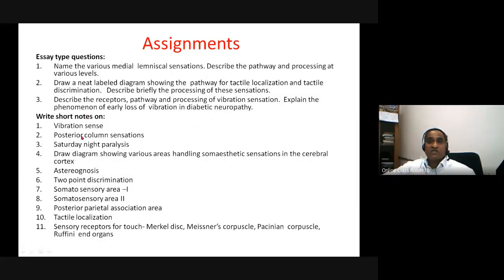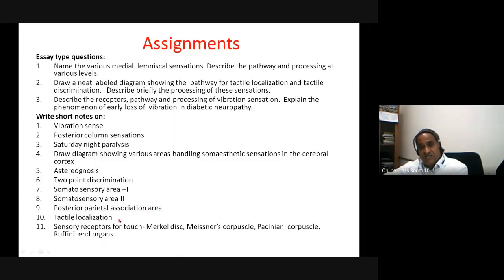Then short notes on vibration sense, the posterior column sensations, and Saturday night paralysis. Write a diagram showing the various areas handling the somaesthetic sensations. That means you try to draw the cortex, S1, S2, and the somatosensory association area in the cerebral cortex. Astereognosis, 2-point discrimination, somatosensory association area 1, so you have to give all the functions and representation. Somatosensory association area 2 and posterior parietal association area. The sensory homunculus I have not included, maybe you may have to.